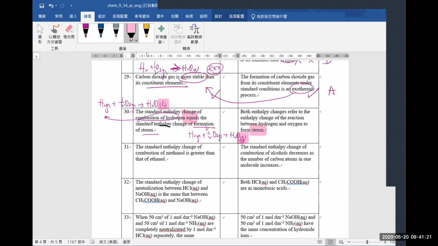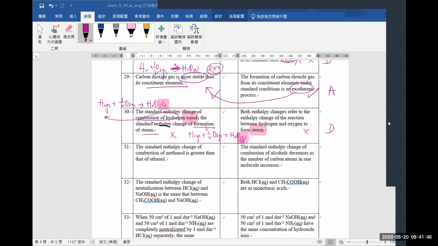Are they the same? But this one is wrong. Second statement, also wrong. It's D. It's not A. So remember, it's not correct. A very tricky question. 31. You get it?